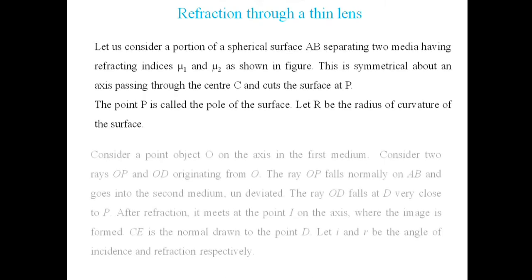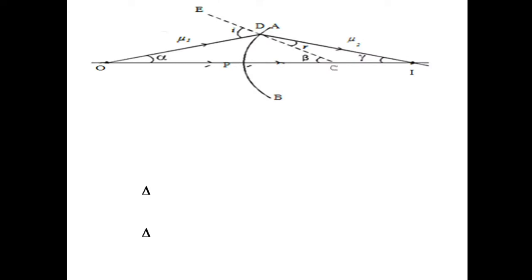Today we'll see refraction through the thin lens. Consider the small spherical portion of the spherical surface APB, which is separating the two media of refractive indices mu1 and mu2. O is the point object placed on the principal axis. It is incident on this curved surface at two points, at point P and at point D. OP and OD are the incident rays.